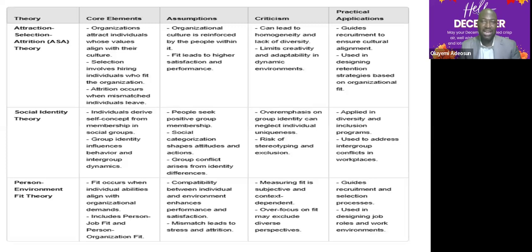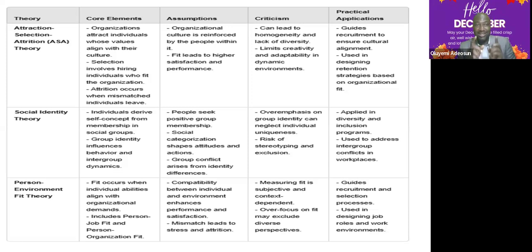The next core element here is the fact that selection involves hiring individuals who fit the organization. And lastly, but also importantly, attrition occurs when mismatched individuals leave. So this theory is saying that at some point, there may be a mismatch between the individual and the organization, and that's what leads to attrition. Maybe something changed in the organization or something changed with the employee. Can be a change in value, can be a change in culture, as the case may be, and then it leads to what? Attrition. Now, this theory helps guide recruitment to ensure cultural alignment. It is used in designing retention strategies based on organizational fit.